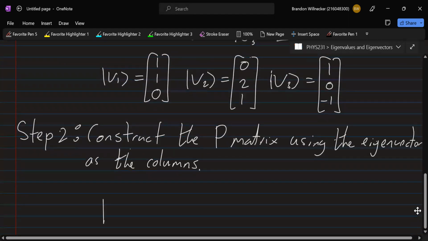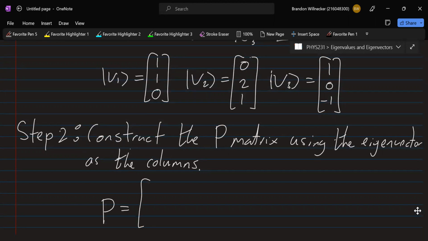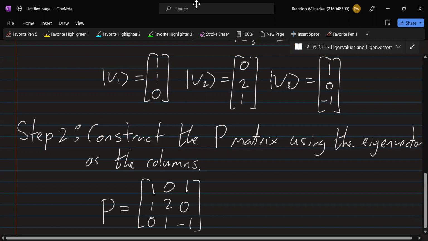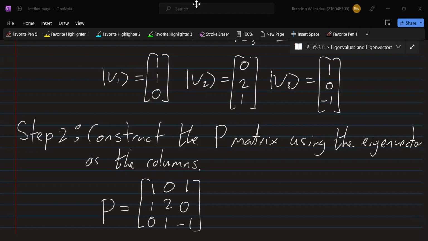So P is equal to, we're going to use V1 as the first column, (1, 1, 0). V2 will be the second column, (0, 2, 1). And V3 is (1, 0, -1). It doesn't have to be in that precise order. You can move them around. But once you've picked the order for the columns, you need to stick with that and remember which ones went where.